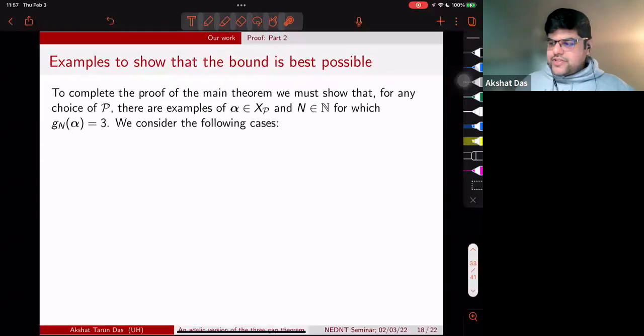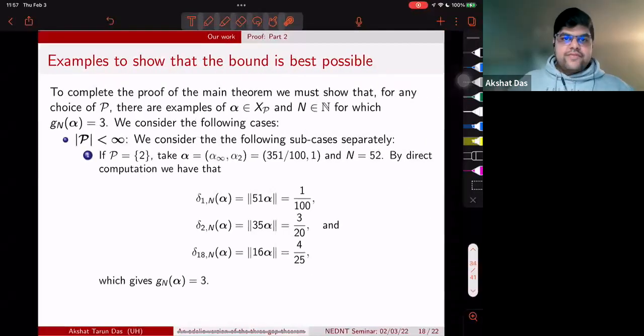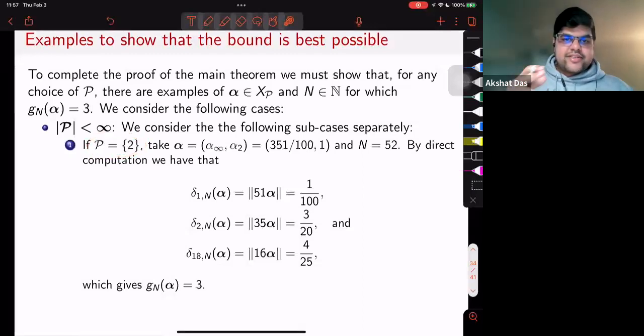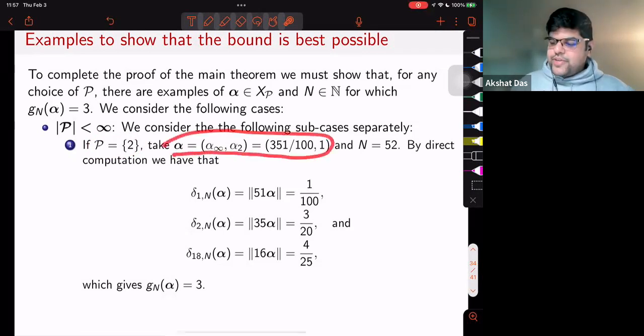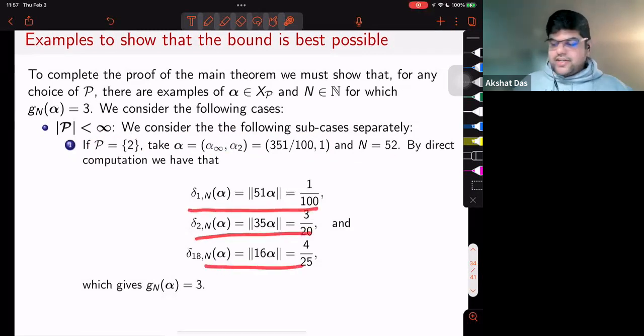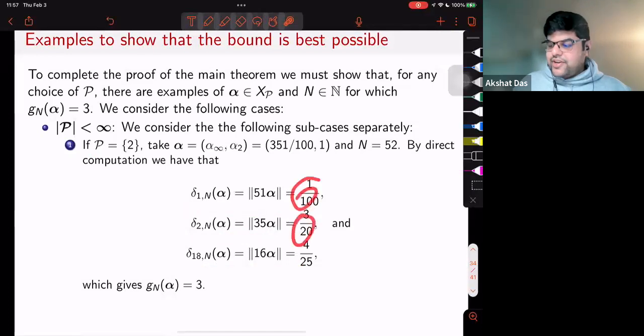So first of all, I'm going to consider the case when the cardinality of script P is finite. Then we are dividing this scenario into three separate subcases. The first subcase is as follows: the script P is the singleton set {2}. In that scenario, if we take alpha to be this vector, and if we take capital N to be 52, then by direct computation, we are able to show that we have three distinct nearest neighbor distances, which I have here.